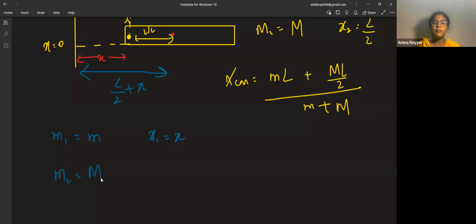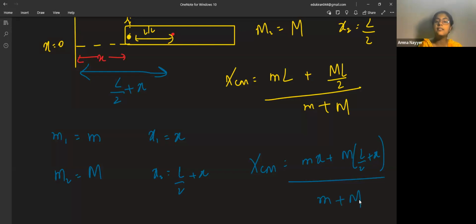M2 is the mass of the plank, capital M. What is the separation now? L by 2 plus x. So what will be xcm now? This will be m x plus M into L by 2 plus x, divided by m plus M. See, in our system, the center of mass will remain the same. So what will happen? This is one equation.